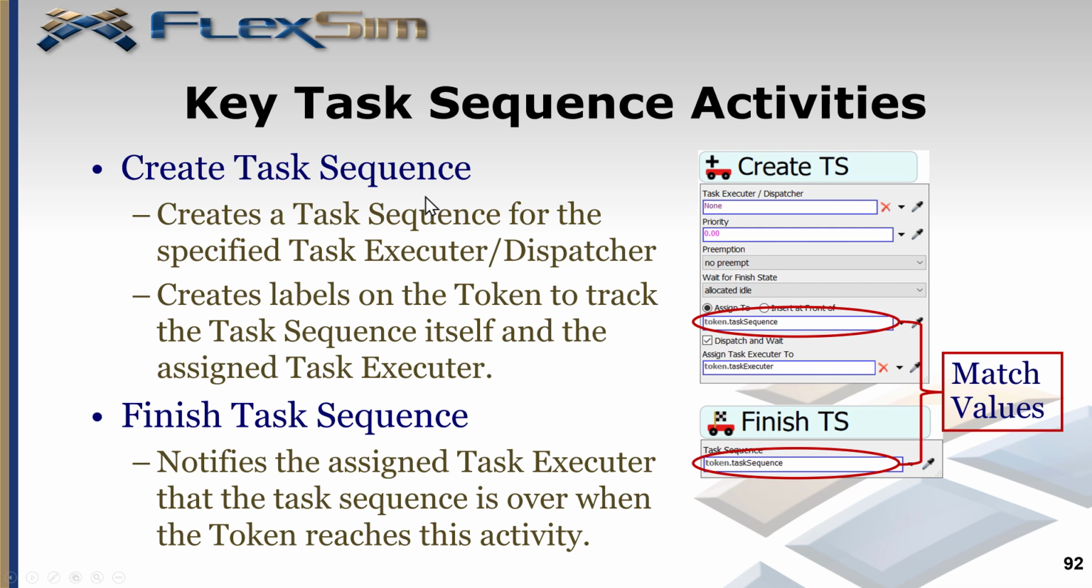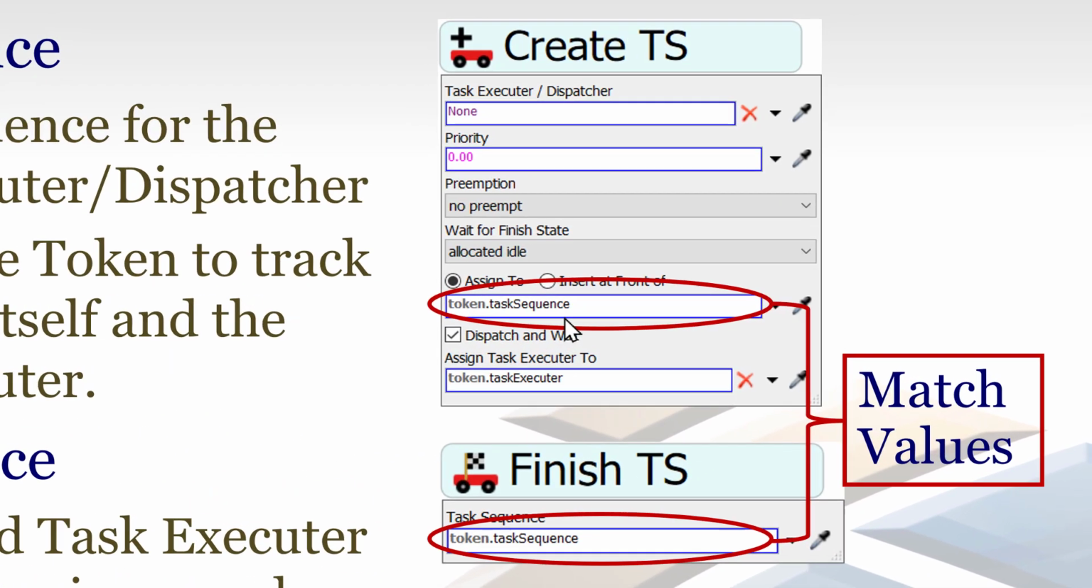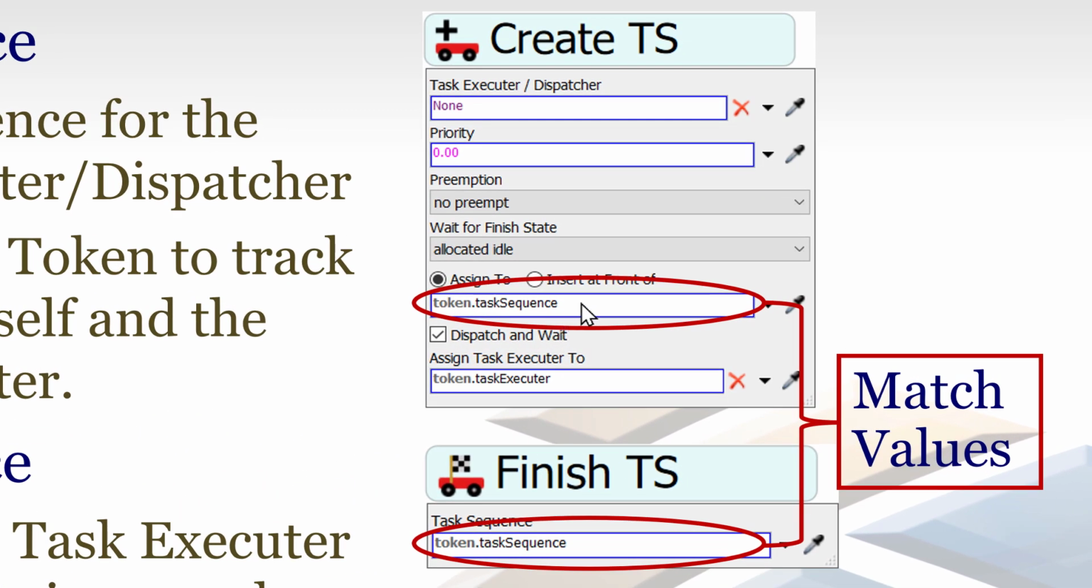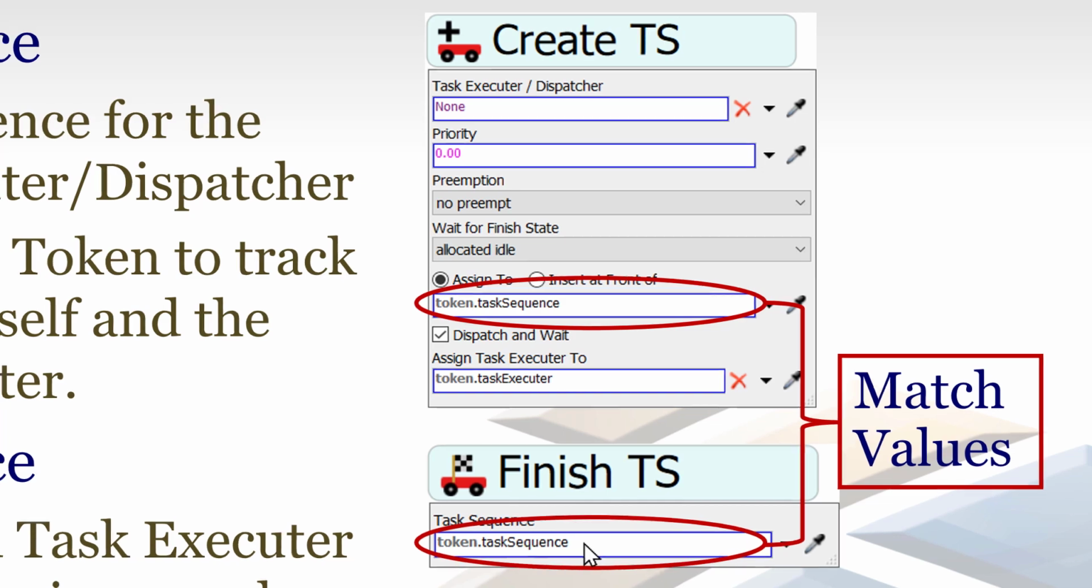For this reason, this activity is meant to be paired with the finish task sequence activity, which is used to assign the finished task. You can see here that in the create task sequence activity, you're asked to define or specify a label on the token that will track this. The default is token.taskSequence. We usually leave that as it is, and then in the finish task sequence it references that label to match them up.